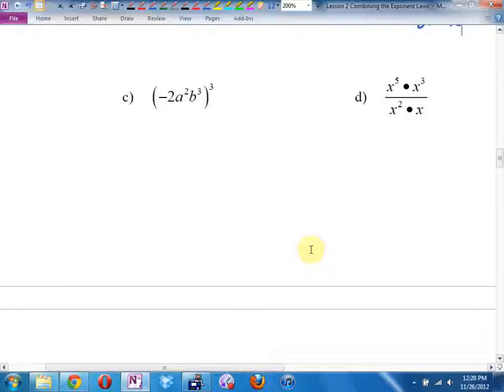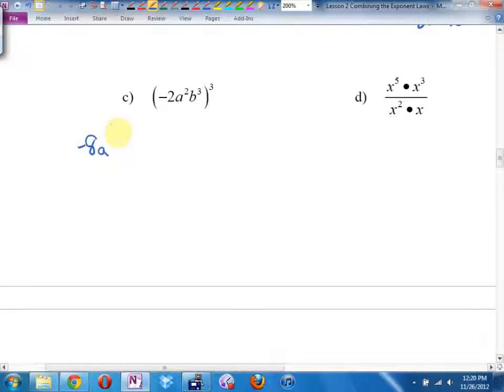This is a negative to the 3rd power. What's my final answer going to be, negative or positive? Took care of that. Then there's going to be a 2 to the 3rd. Can we do that one in our heads? It's going to be an 8.